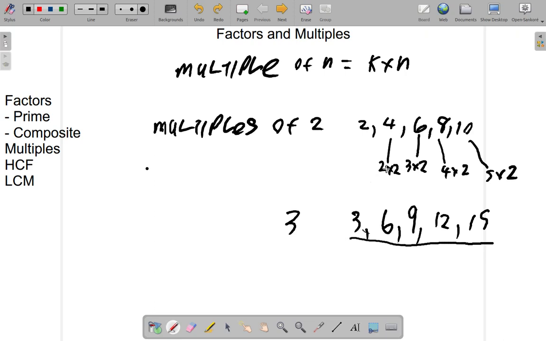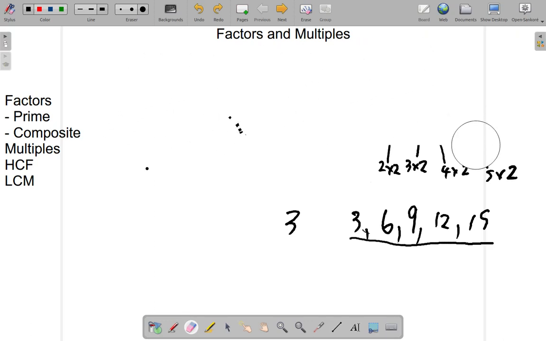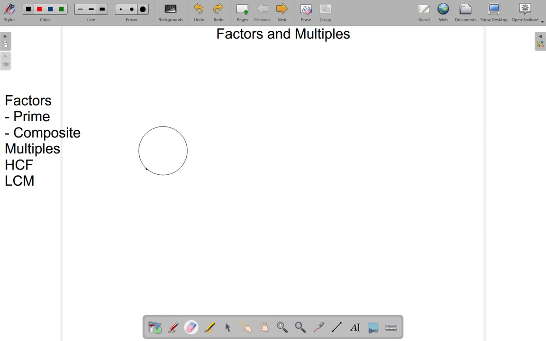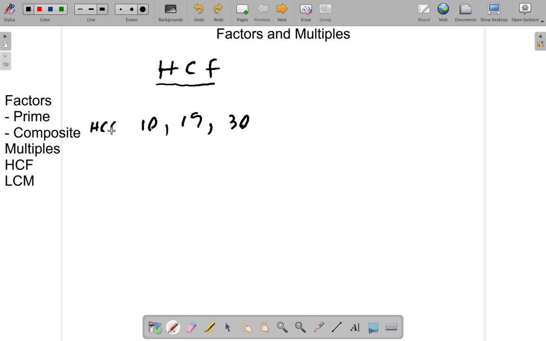Okay, good. So we spoke of factors as numbers that can divide into our number without leaving a remainder. Now we want to see this argument about HCF and then LCM. HCF is the highest common factor. Suppose we consider 10, 15, and 30. We want to find the HCF of these numbers.